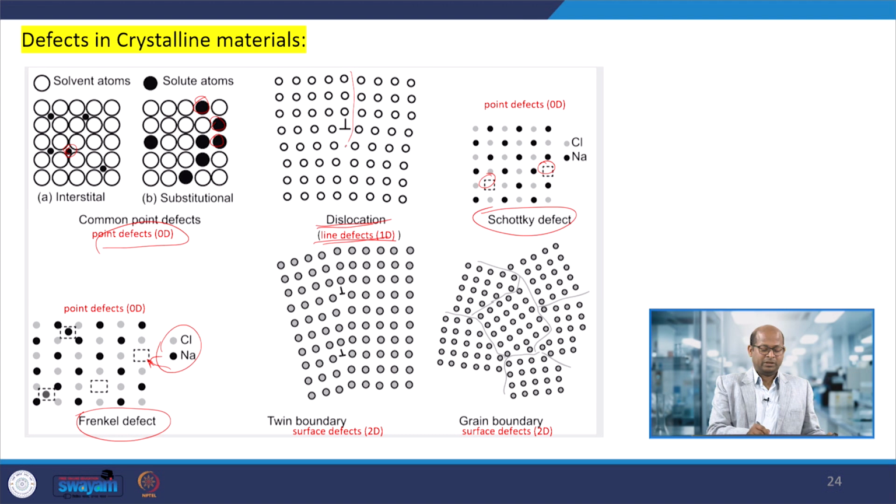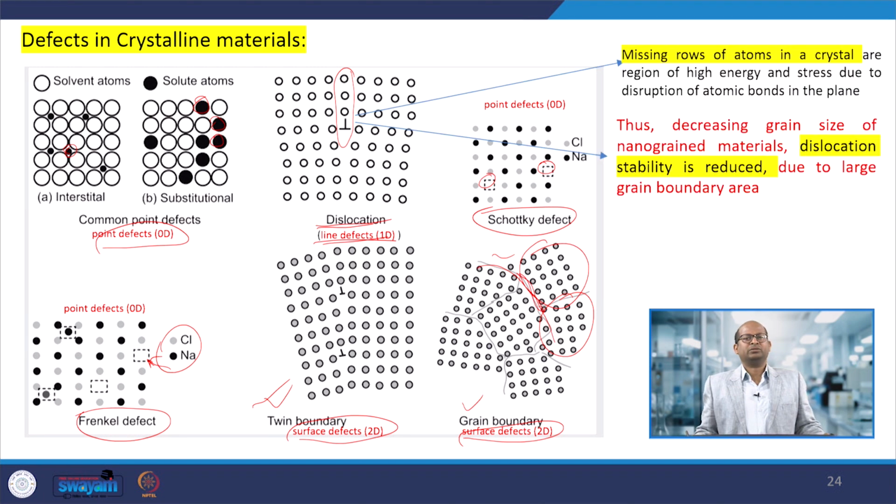This is where the particular ordered arrangement of atoms is absent, when the material was prepared as a bulk crystalline material. And surface defects are 2D, such as grain boundaries and twin boundaries. Here this is one grain and this is the grain boundary. In the grain boundary, there can be absences or dislocations, where the particular order of arrangement of atoms would be absent in the material that we are preparing.